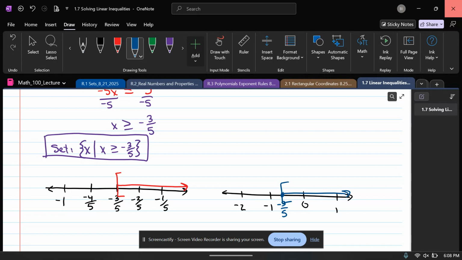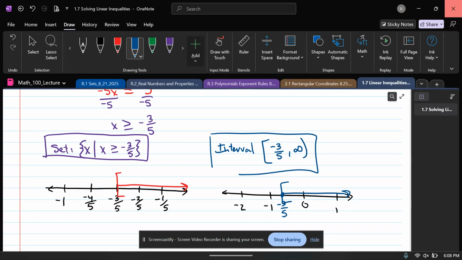So in interval notation, what's the interval notation for this, no matter what your number line looks like? -3/5 to infinity, bracket on the -3/5, parenthesis on the infinity.